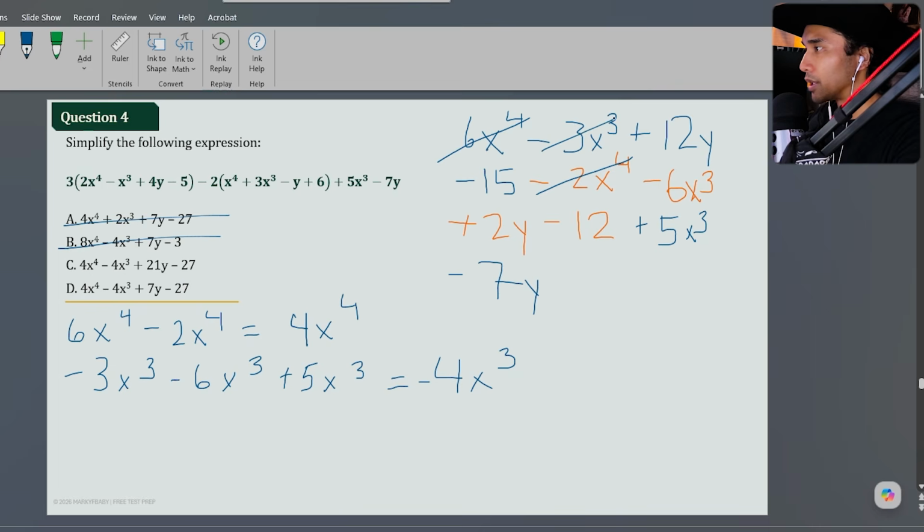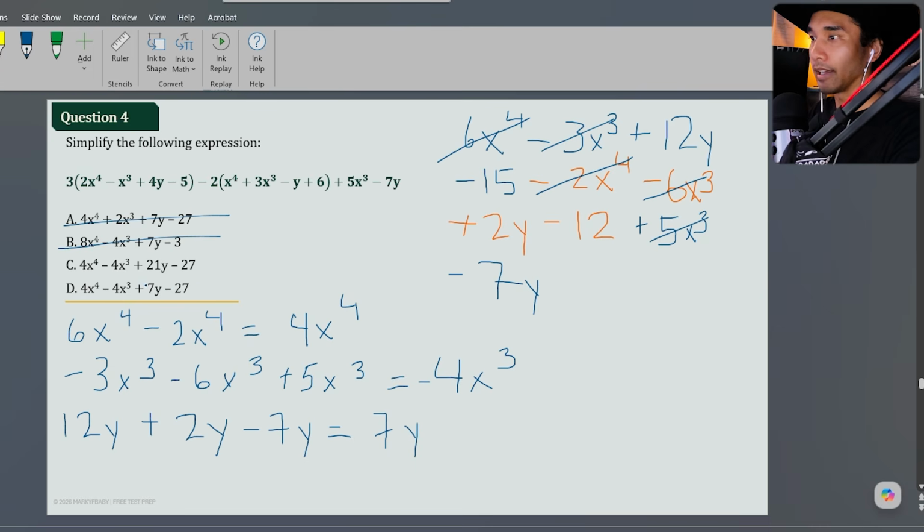Now let's continue on further. The next term is this y here. So I'm going to go 12y plus 2y and then minus 7y. And what does that equal? That's 12y plus 2y, and that equals 14y. Minus 7y, that equals positive 7y. Let's look at our answer choices. This has 21y, that's C, and that's incorrect because we got a 7y, and that's D.